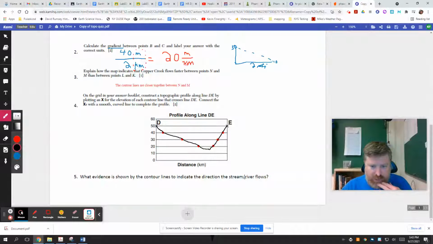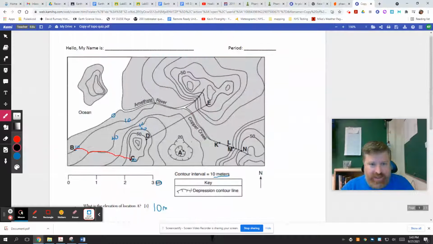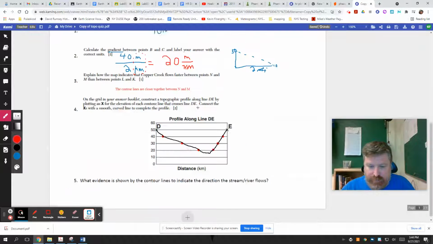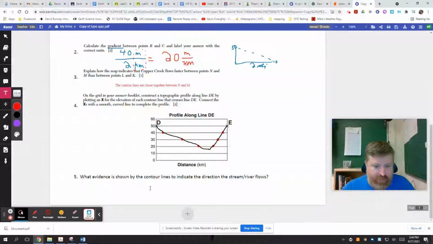What evidence is shown by the contour lines to indicate the direction the stream or river flows? This one was actually added by me. You can tell the font's a little different. These were actual Regents questions, and I chucked this one in at the end. The idea is with these V's, you can answer this the same way every time, and you can do it with 3 words. If you just jam these 3 words in your brain and lock them up there, you're going to do it. How do I know which way that river's flowing? V's point upstream. Those 3 words.